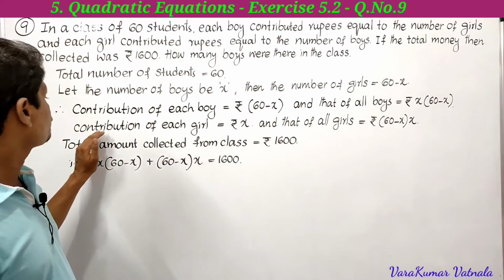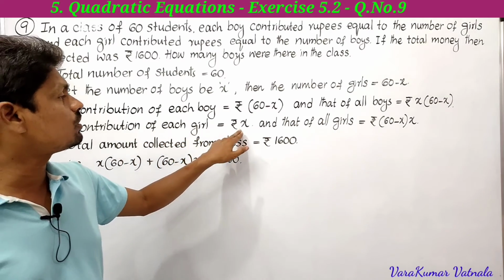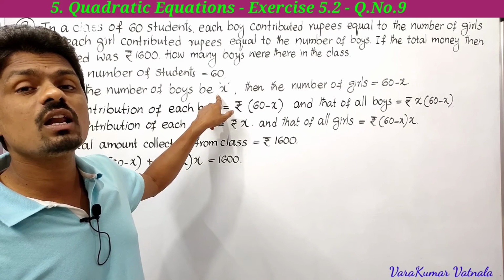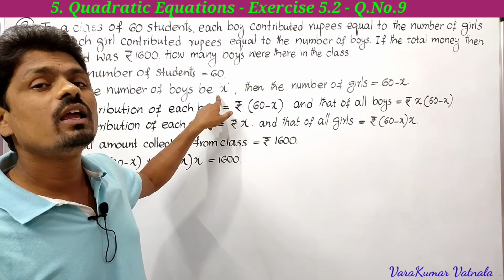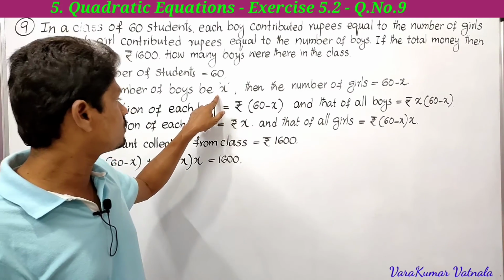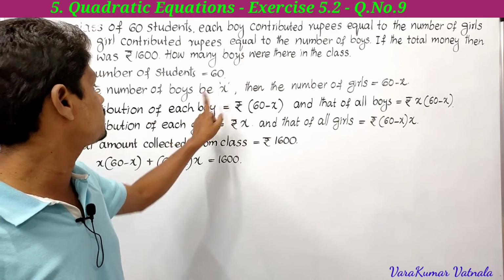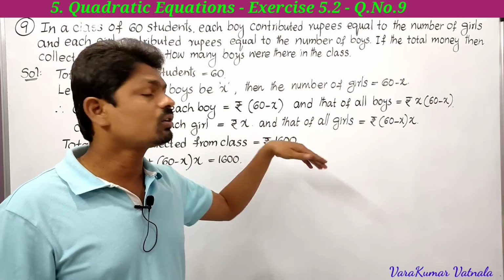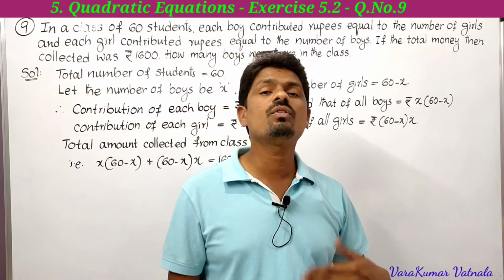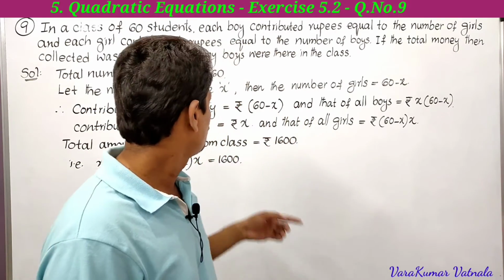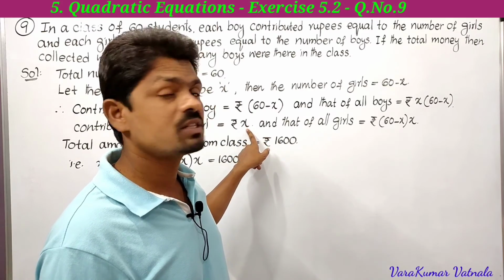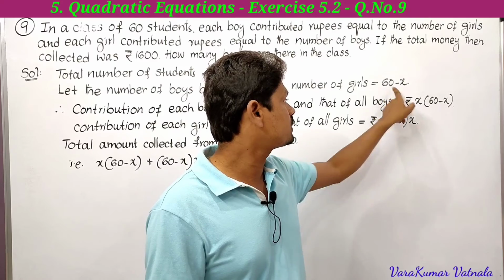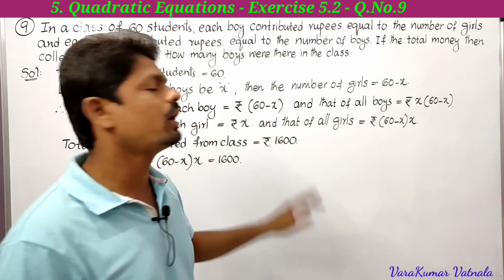In the same way, the contribution of each girl equals rupees x. Why? The total number of boys is x, and each girl contributed rupees equal to the number of boys. So here the number of boys equals x, therefore the contribution of each girl equals rupees x. And the contribution of all girls: each girl contributed rupees x, the number of girls equals how much? 60 minus x. Therefore rupees 60 minus x into x.